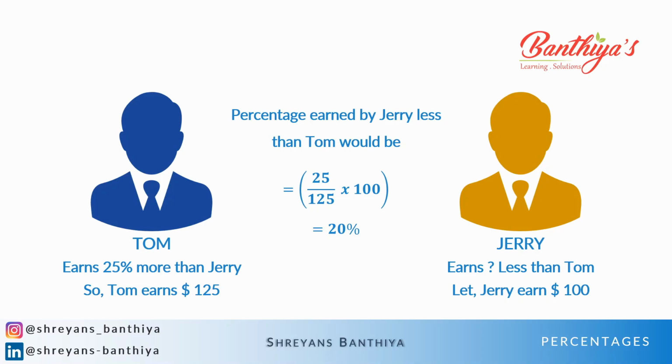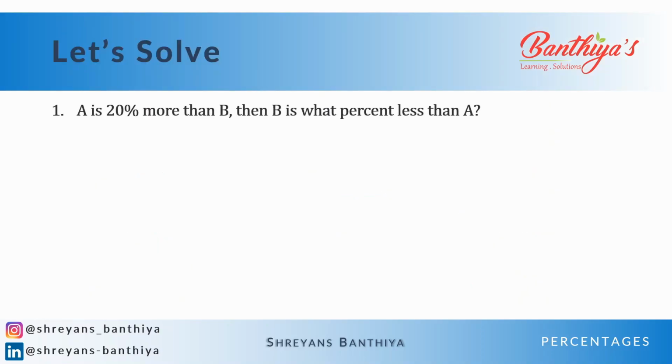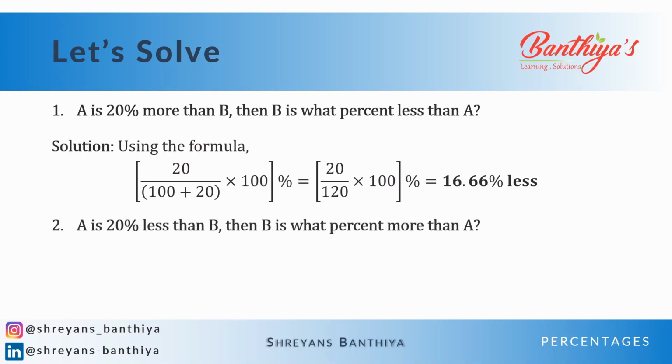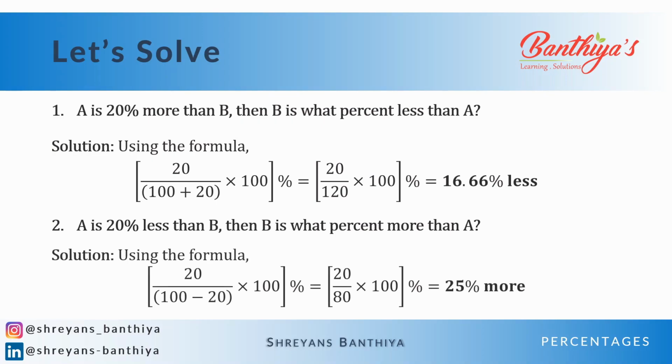Now let's solve those two questions. So the first question is, A is 20% more than B, then B is what percent less than A? Now using the formula directly, we get 16.66% less. A is 20% less than B, then B is what percent more than A? Then using the formula again, we get 25% more. And these are very simple questions. And mind you, such kind of simple questions are usually asked in many competitive exams and campus recruitment exams.